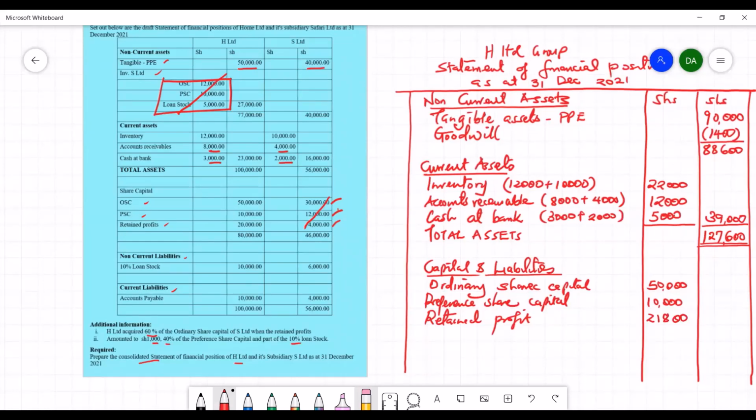Now, this is about the capital. And once we determine that capital, we can add to it what's called minority interest, which is also some part of other capital. So what belongs to the group in terms of capital is the total of the three. And if we add the total of the three, what we are getting is 81,800. So we have 81,800. We want to add to it minority interest.